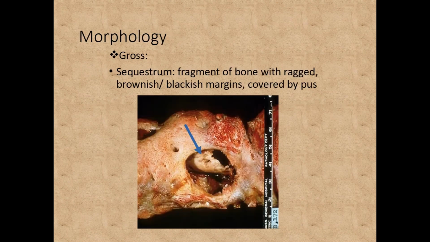Coming to the gross morphology of osteomyelitis. The two important keywords which I told were sequestrum and involucrum. In this image you are seeing a sequestrum, which is a fragment of bone with irregular margins which are brownish or blackish, and they are covered by pus.